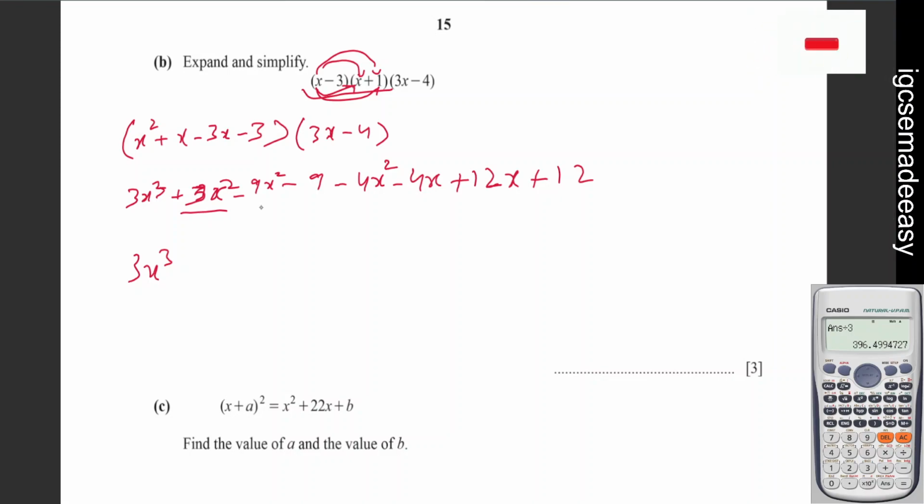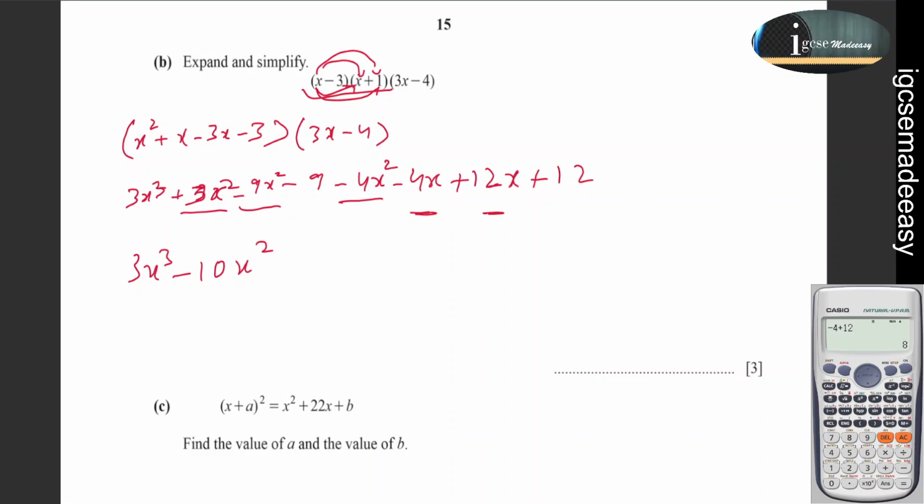3x square plus 3x square minus 9x square minus 4x square is there, so we can use a calculator like this. So 3 plus 3 minus 9 minus 4 gives you minus 7. So I can write minus 7x square. Then we have the x terms. So x term is minus 4x and plus 12. Do we have any other x? Yeah, there is one small mistake. Actually, here it should be x, right? Because 3 into 3 is 9, and 9 minus 9x should be there.